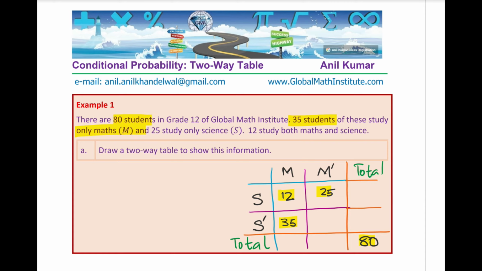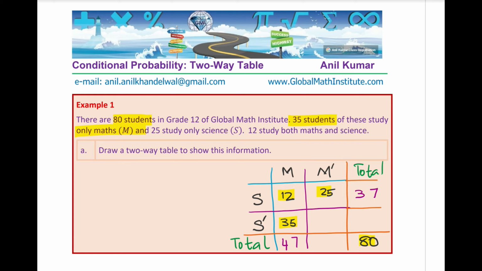If you go with science students, the total students of science which have taken maths or not taken maths will be how many? So 25 plus 12. 5 plus 2 is 7 and 2 plus 1 is 3. So that gives me 37. We can also total this lot, which is 12 plus 35, and 5 plus 2 is 7, and that is 47. Now we know that total is 80, so we can fill up the other columns.